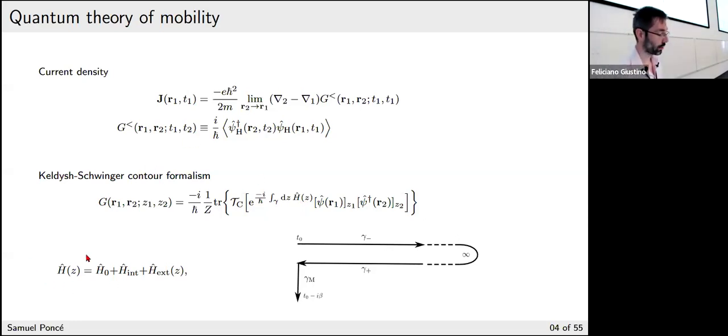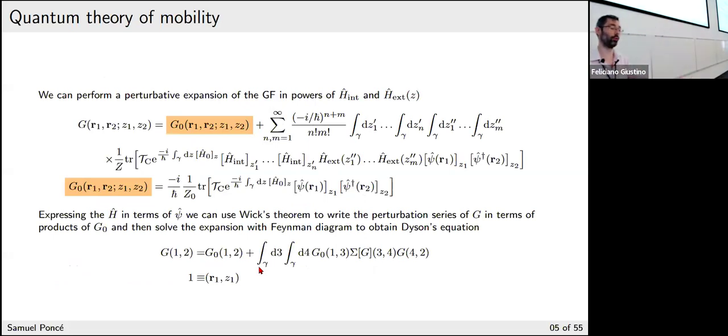And then what we can do is we can do an expansion of our Green's function. And so we can expand our Hamiltonian into a non-interacting part, an interacting one, and a part due to the external field or external interaction. And so if these two are relatively small, you can do a perturbative expansion, so a Taylor expansion of the Green's function in powers of your interacting Hamiltonian or external Hamiltonian, and you get this very long equation, in which you have the non-interacting Green's function given here, which is given by the product of those two field operators.